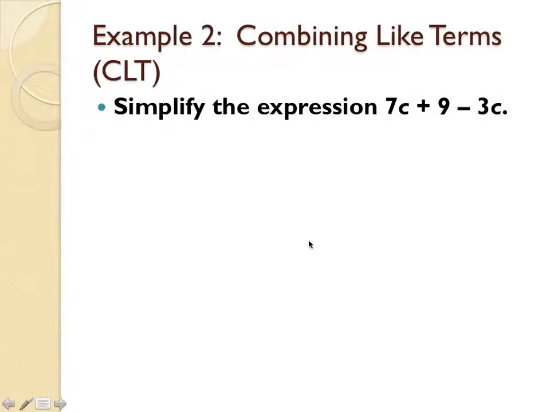All right, now that we know the different parts of an expression, now we want to look at simplifying that expression. All right, and when we simplify, we are trying to make something smaller. All right, so in our example, we have 7c plus 9 minus 3c. Hopefully you've identified by now that this expression actually has 3 terms in it. It has 7c, a +9, and a -3c. Again, if I were to read this question, I would read it 7c plus 9 minus 3c, but keep in mind the sign in front goes with the number behind it.